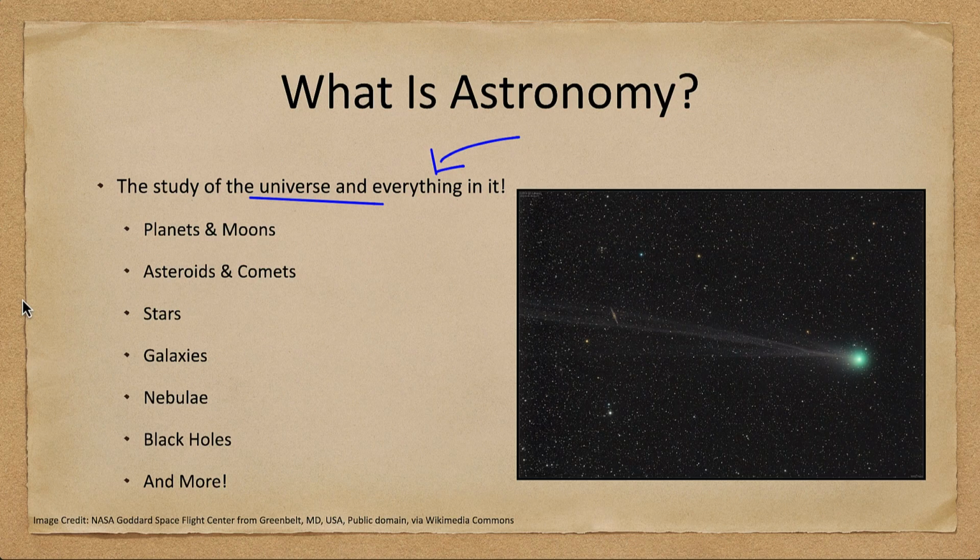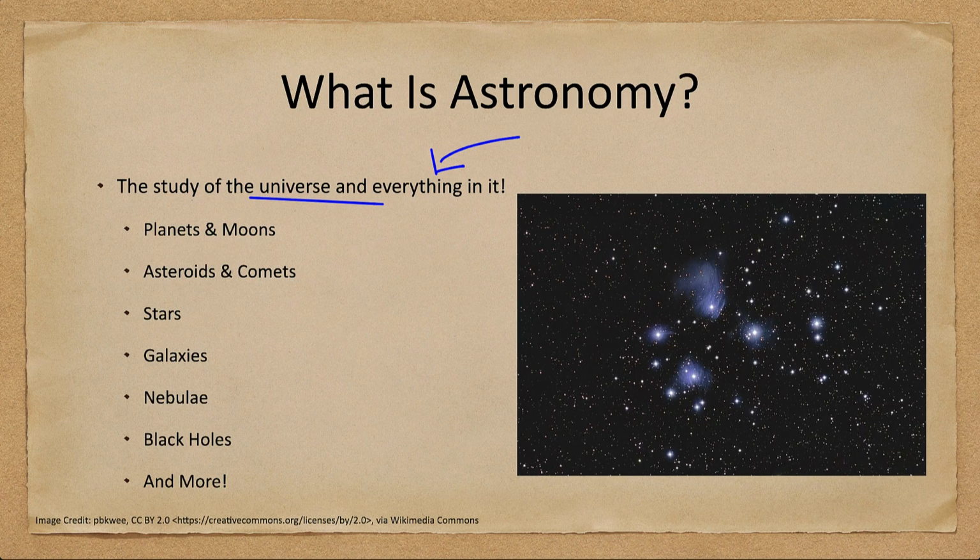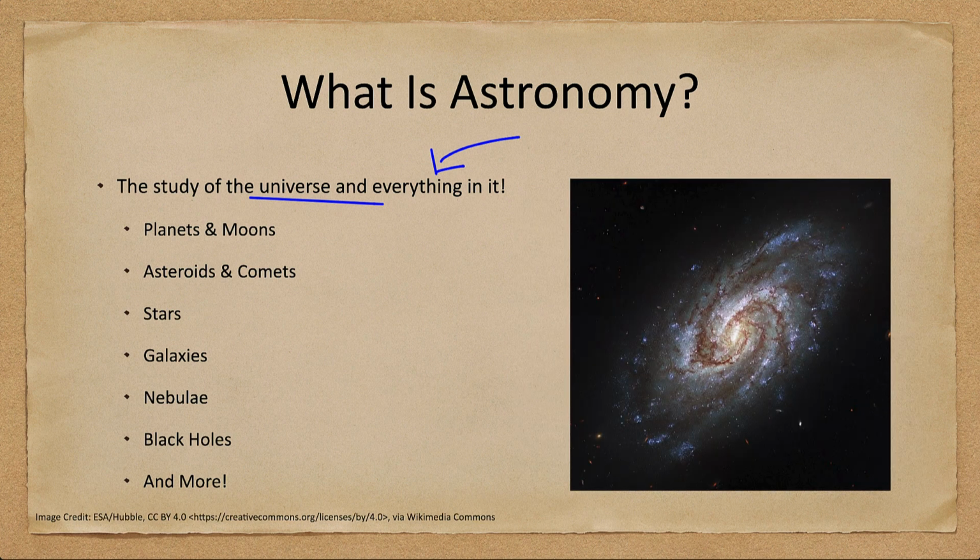We will look at stars in some classes. And here's an example of a star cluster known as the Pleiades. The individual stars often don't really look like much because they're just points of light, but we'll often study things like star clusters in some of the classes. We'll look at galaxies such as the spiral galaxy seen here, perhaps somewhat similar to our own galaxy, the Milky Way, if we could look at it from outside.